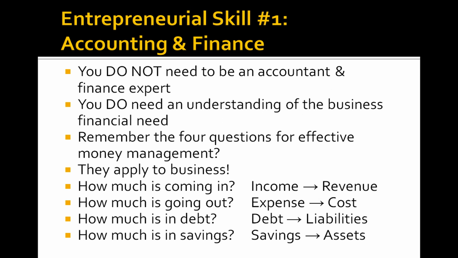So if you guys remember, we have the 4 questions for effective money management. Good news is they apply for business too. So what you're going to do here is you're going to have to identify the four areas once again. Remembering that income, now we're going to talk about revenue. When it comes to expense, how much is going out, we're going to be talking about costs. When it comes to debts, instead of using debts, we're going to be talking about liabilities. And instead of just regular savings, we're going to be talking about assets.